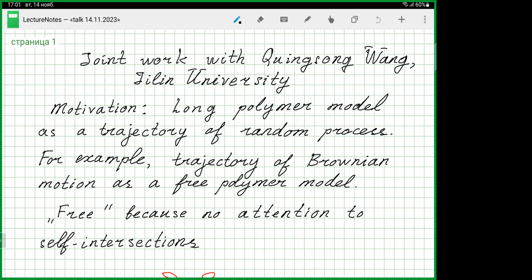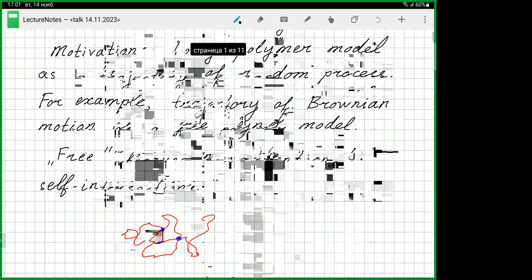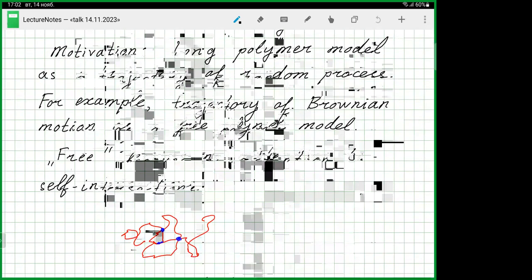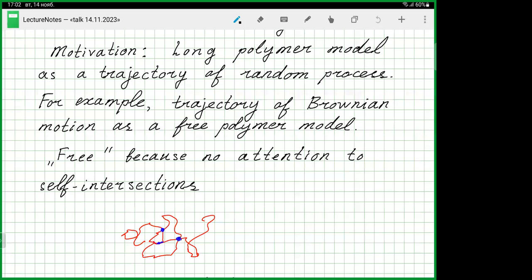The most popular and most well studied model is the trajectory of Brownian motion. This model is called the free polymer model, free because there is no attention to self-intersection. So, for example, if we consider a long polymer on the flat, then in this model it must have self-intersection, which is not natural for a real polymer.